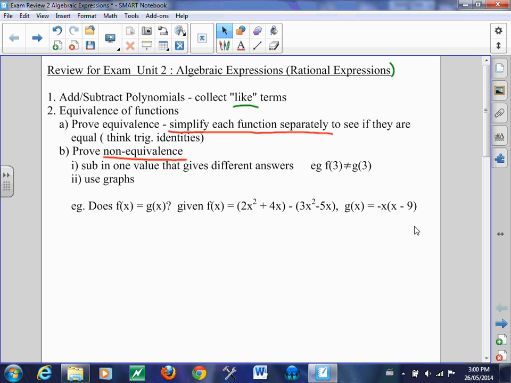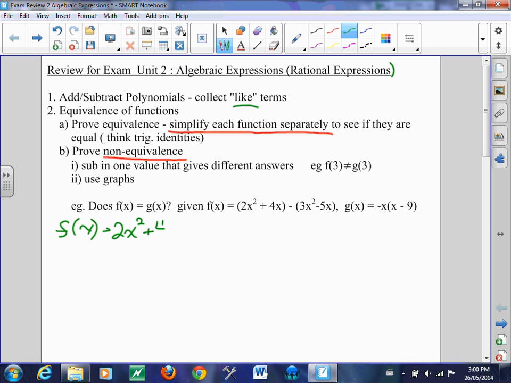So looking at this, ladies and gentlemen, it's A, going to be hard for me to graph some of those. B, it's a long thing to prove non-equivalency, so I'm going to use method A, which is to prove equivalence. So I'm going to simplify each expression. So I'm going to take a look at f at x. And according to f at x, I'm going to remove the brackets and simplify. So it's going to be 2x squared plus 4x. There's a positive sign in front, so I can just remove the bracket.